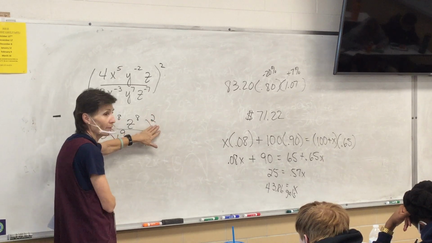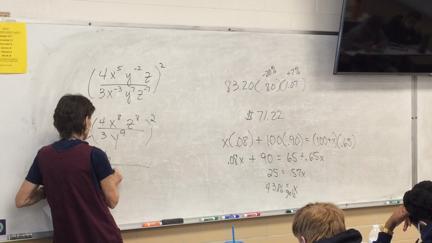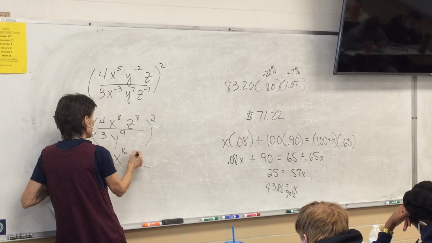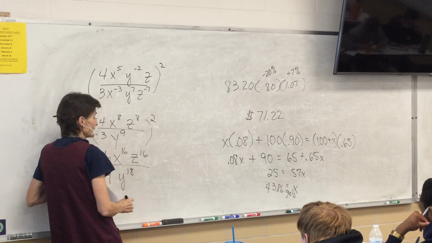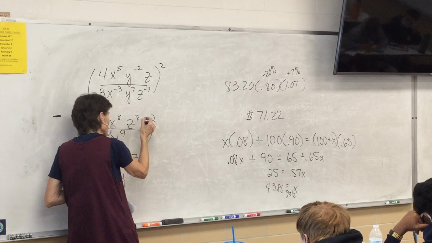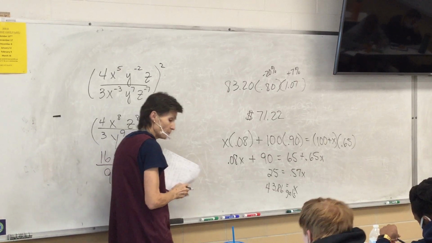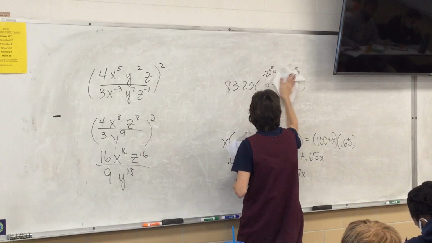Now we have to square everything. That would be 16 over 9. So 16 over 9, and then x to the 16, z to the 16, y to the 18. When you raise a power to a power, you multiply them.